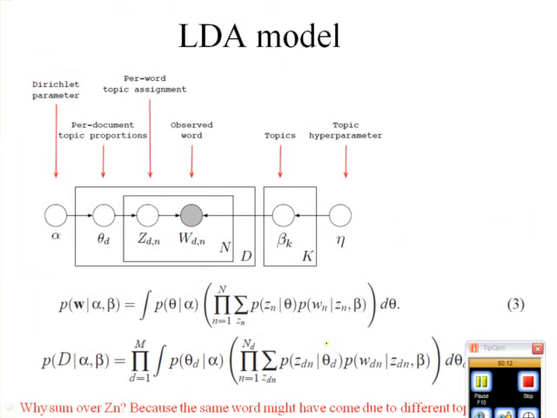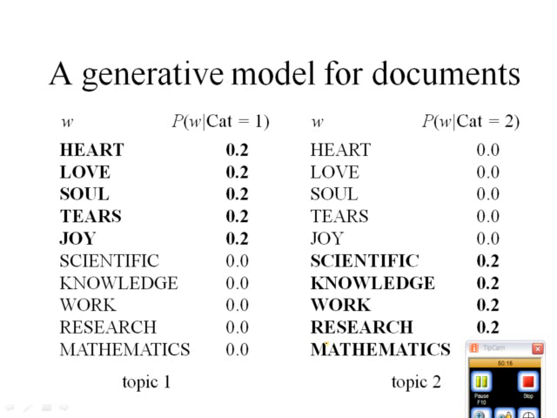And let me show you another picture. This is just an example from the generative side. Suppose I had two categories. Category 1 has these words, and category 1 gives these probabilities for these words. Category 2 gives these probabilities to these words.